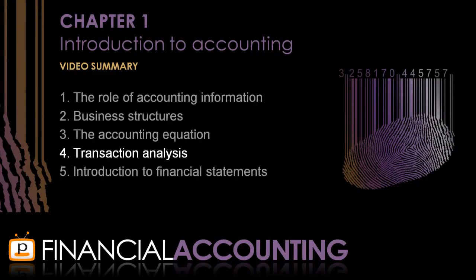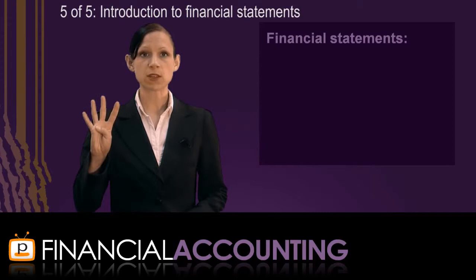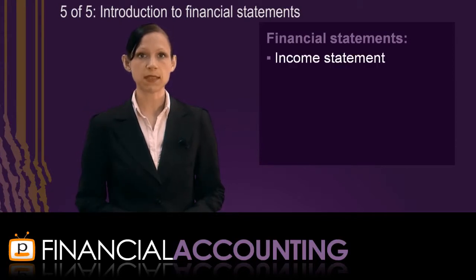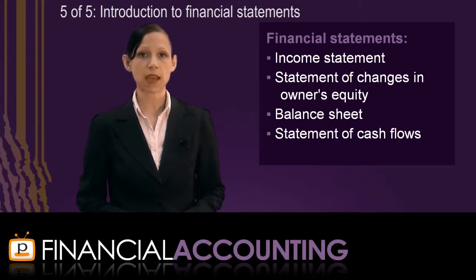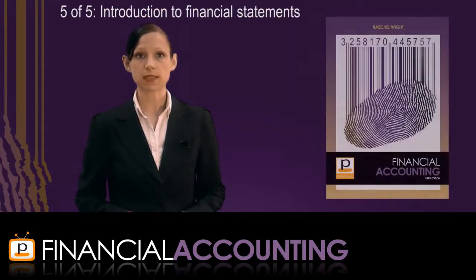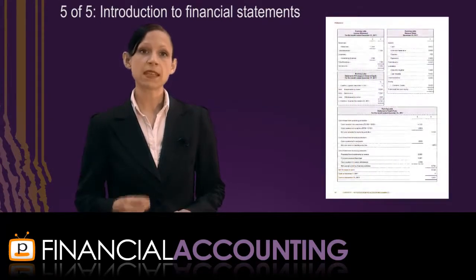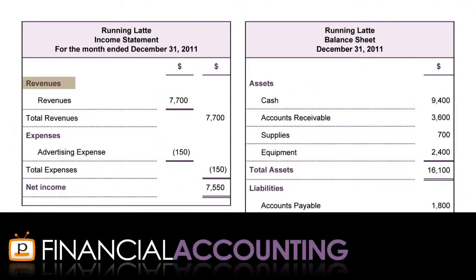After transaction analysis, the final step is to summarise that information in the financial statements. The 4 major financial statements are the income statement, statement of changes in owner's equity, balance sheet, and the statement of cash flows, which we can see in our Pedisco textbook. The income statement summarises the revenues earned and expenses incurred over a period of time, which results in the net income or net loss of the business.